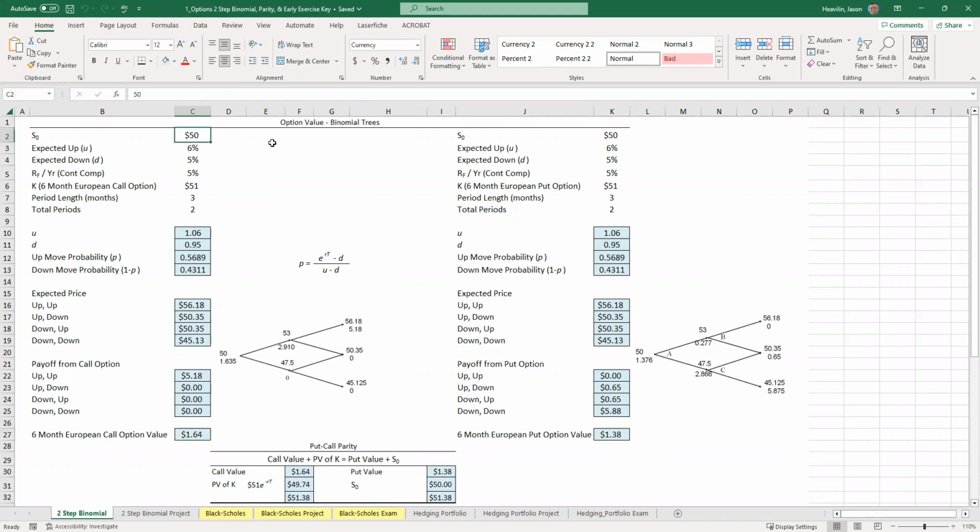Let's go over the numbers. So S0, that's going to be our current price of the stock at period 0, $50. We are going to say that if it goes up, it will go up by 6%. If the price goes down, it'll go down about 5%. Those are the expectations. The risk-free rate in this example is 5%. And the strike price of the option is $51.